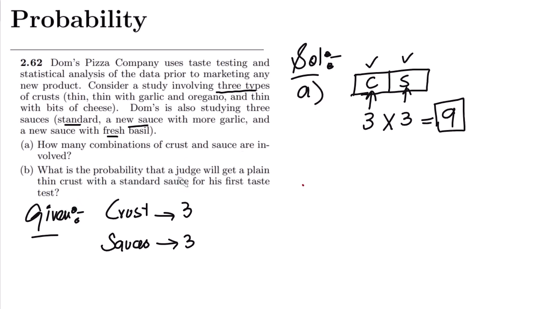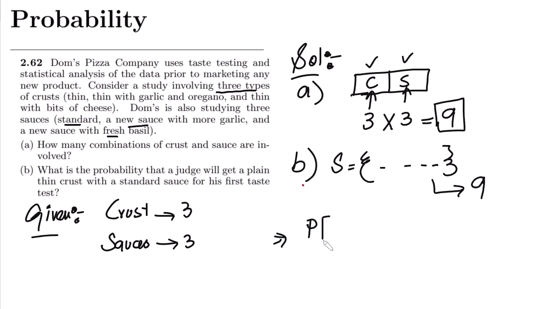Similarly, what is the probability that a judge will get a plain thin crust with the standard sauce for his first taste? Each item here has the same probability of occurrence; each is equiprobable. So in the sample space, how many items do we have? Nine items, and each has the same probability. So the probability of B is 1 by 9.